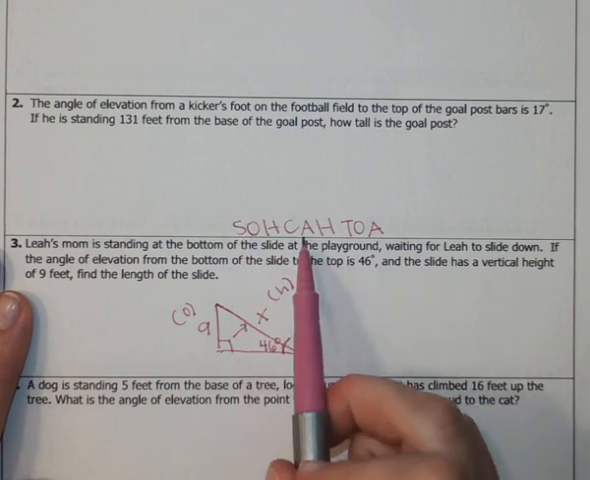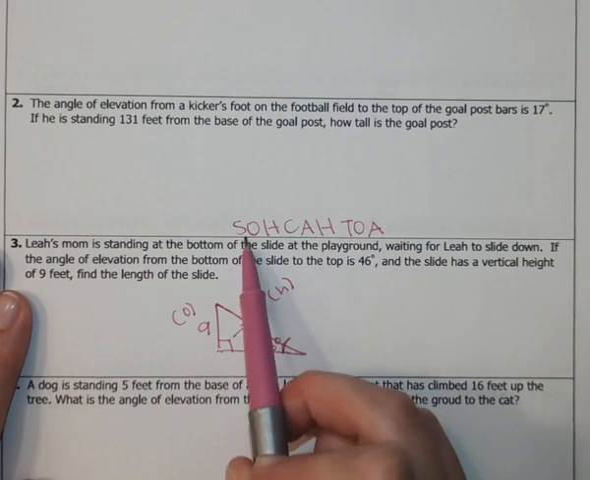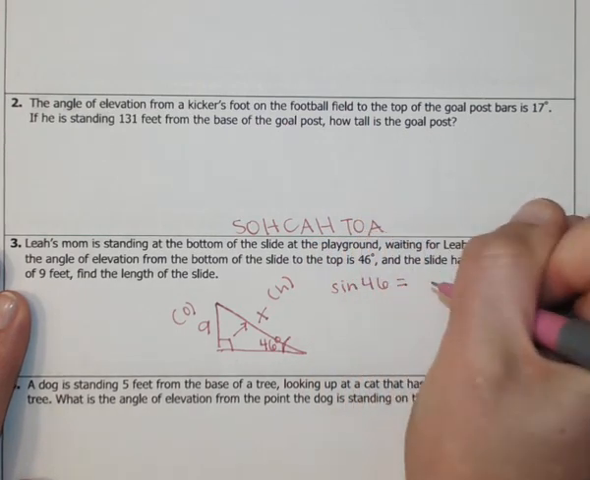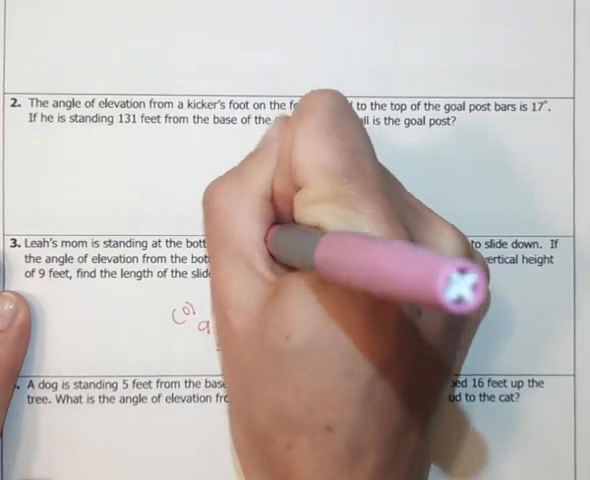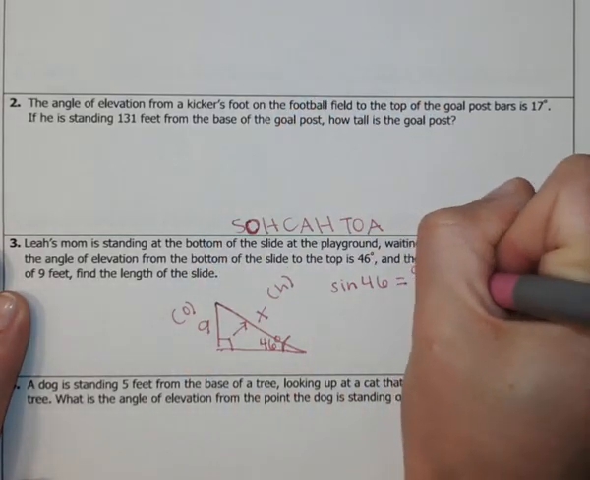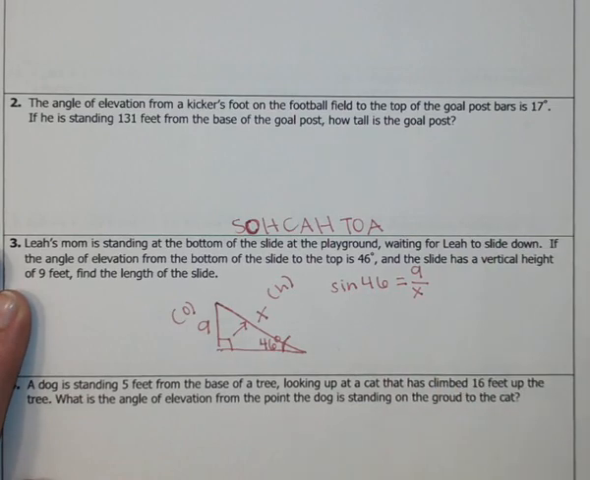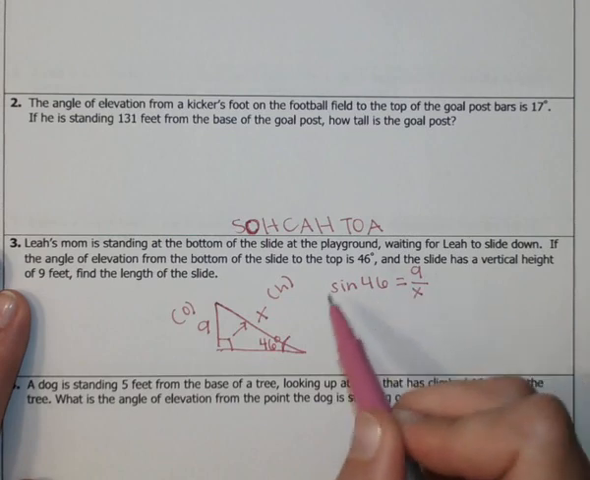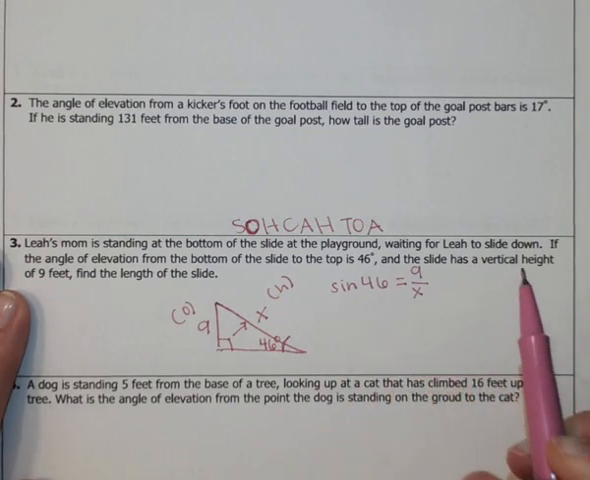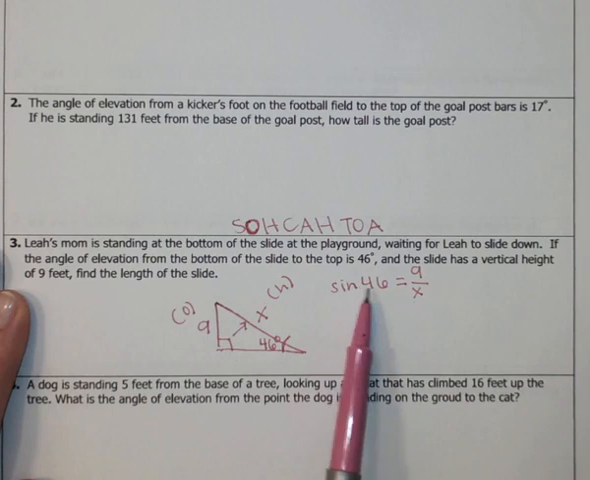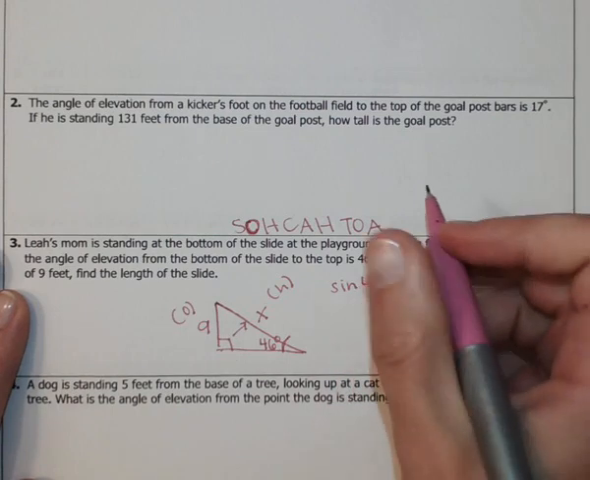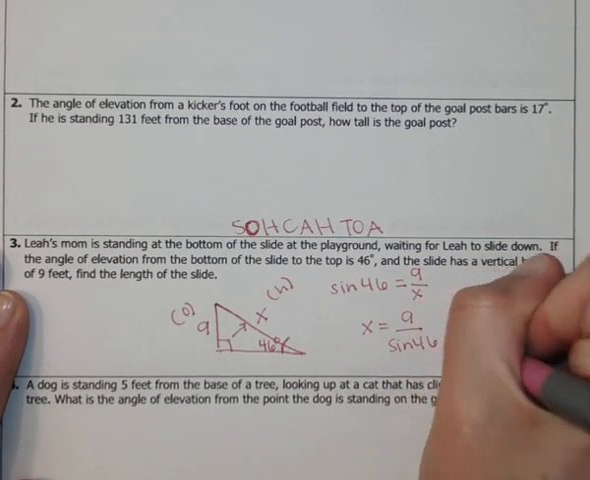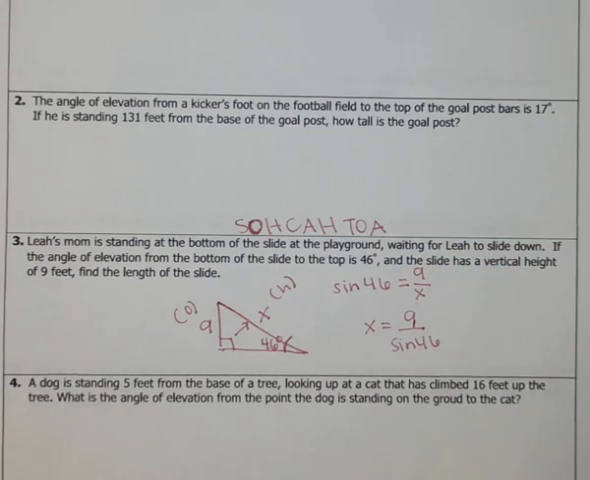So which of the three, sine, cosine, or tangent, uses O and H? Sine. So you set it up as sine 46 equals opposite, so what has to go on top? Opposite always goes on top for sine. 9 has to go on top. 9 over hypotenuse, which is x. So for this, when the variable is in the denominator, we're solving it like we just did the past couple days. The shortcut is when the variable is in the denominator, you swap the sine 46 and the x. So it will become x equals 9 divided by sine 46. And again, you just type that in your calculator with division.